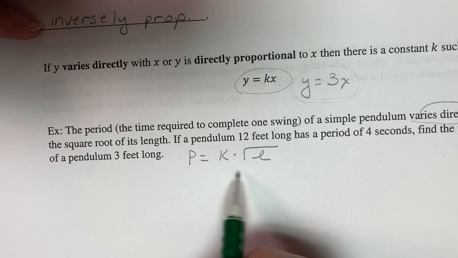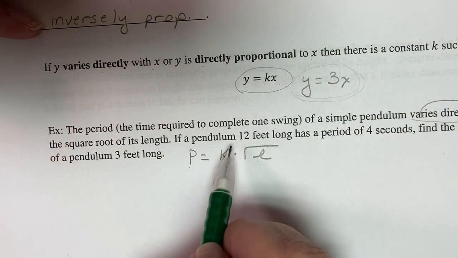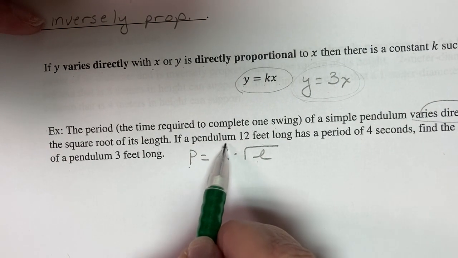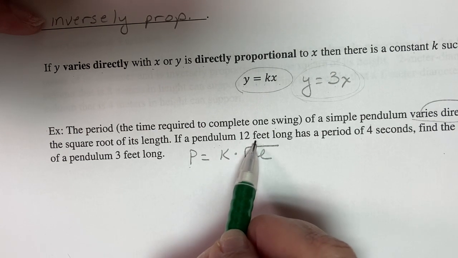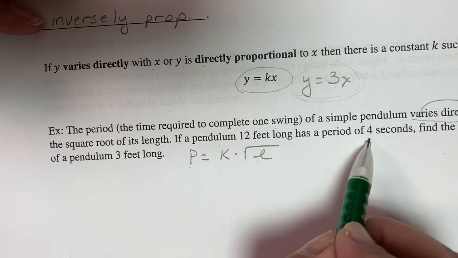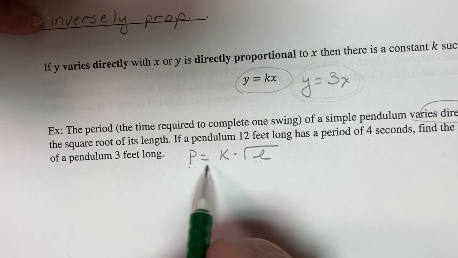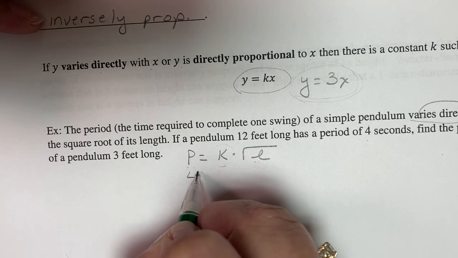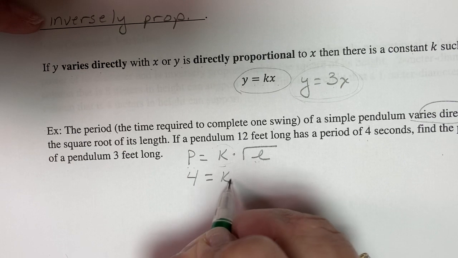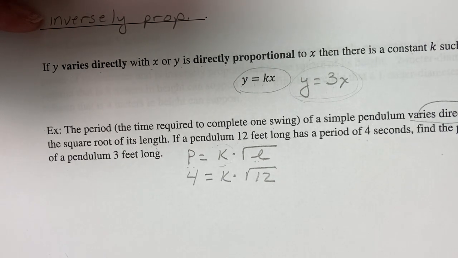Now, once you have your equation, you need to find k. How am I going to find k? Well, the next sentence says, if a pendulum 12 feet long has a period of 4. So I know the period and I know the length. I can plug those into this equation and I'm going to be able to find k. So the period, 4, is equal to k times the square root of, the pendulum is 12 feet long, so the square root of 12.